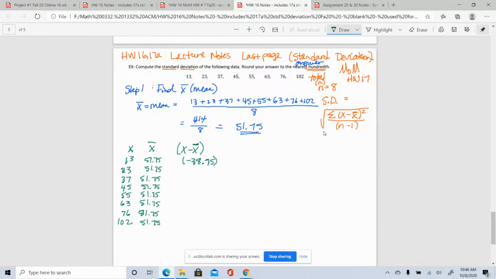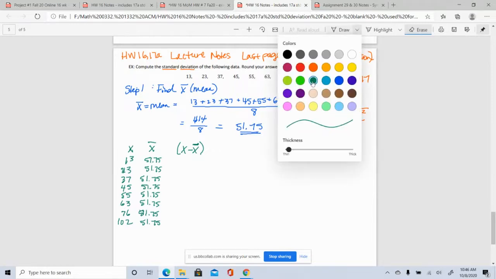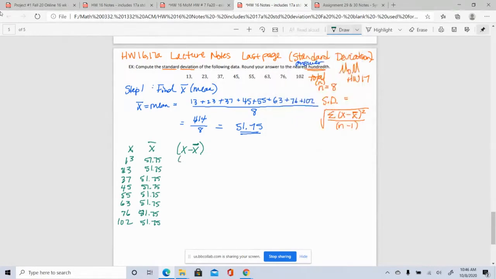Well, no, wait a minute. I shouldn't get a negative. Oh, yeah, I should. Oh, I didn't write it out. Hold on a second. That's what I forgot. Hold on just a second. I'm looking at one thing and doing something different than what I have written down. Okay, so let's write it out.